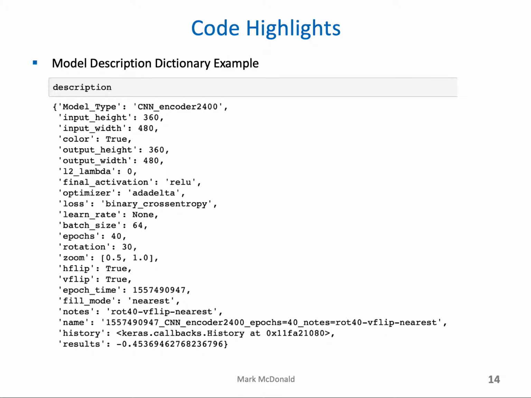This is what the dictionary object looks like. It's basically what you would expect, a key-value structure of the parameters from the model and their values. This particular dictionary object is extracted from a trained model, and you'll see at the bottom that before we save it as a pickle file, we'll also include the history and the results.